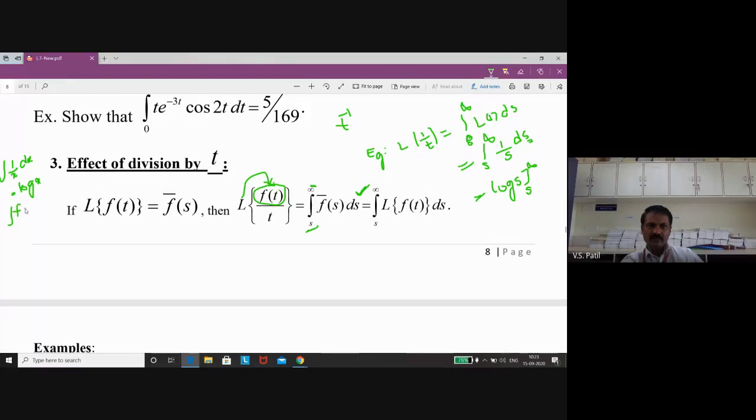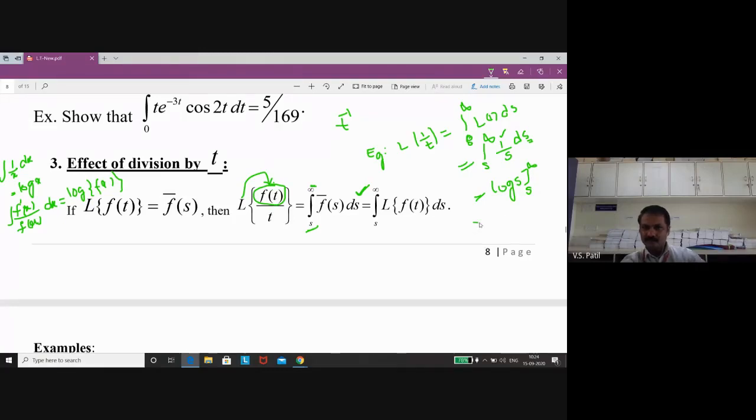Integration of f dash x divided by f of x dx. That is, if your numerator is a derivative of the denominator, then that standard result says you can write the integral directly as log of the denominator, log of f of x. So here, if you differentiate s with respect to s, you will get ds by ds, that is 1. So what you will get? Log s, with limits s to infinity.